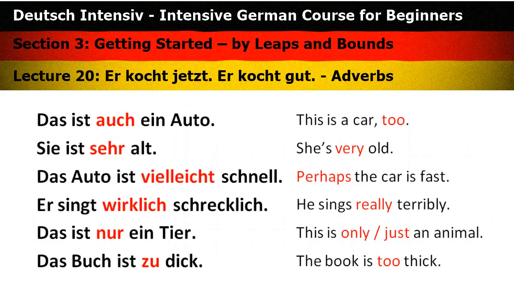As you can see in the third example from the bottom, er singt wirklich schrecklich. Both wirklich and schrecklich are adverbs, but schrecklich modifies the verb. Er singt schrecklich. And wirklich modifies the other adverb schrecklich. Wirklich schrecklich. So as you can see, adverbs modify verbs and adverbs and also adjectives. Like for example, zu dick. Dick is the adjective and zu, the adverb zu, modifies the adjective.